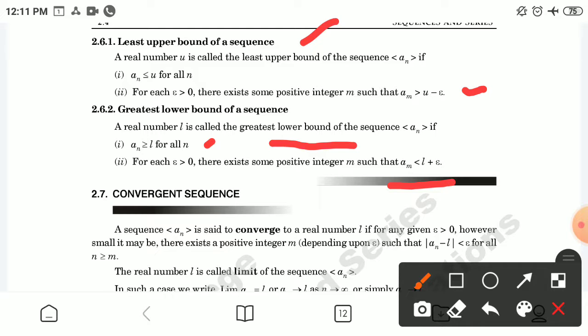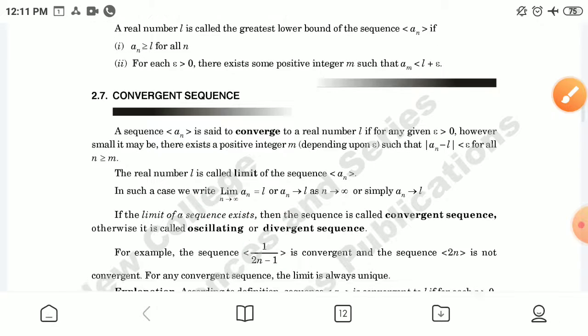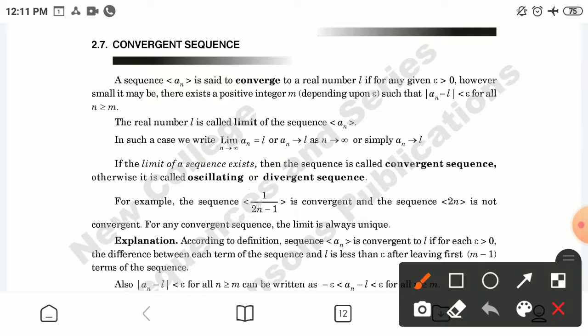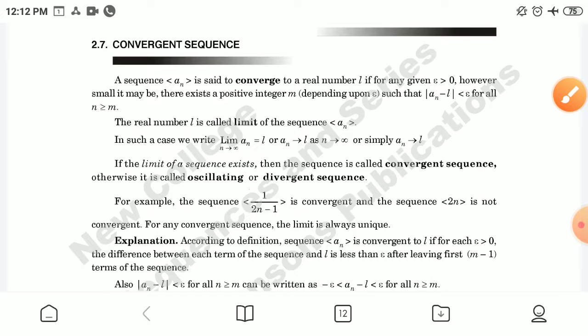Now next definition for convergent sequence. A sequence {a_n} is said to converge to a real number L if for any given epsilon greater than 0, however small it may be, there exists a positive integer m depending upon epsilon such that the absolute value of a_n minus L becomes less than epsilon for all n greater than or equal to m. The real number L is called the limit of the sequence.